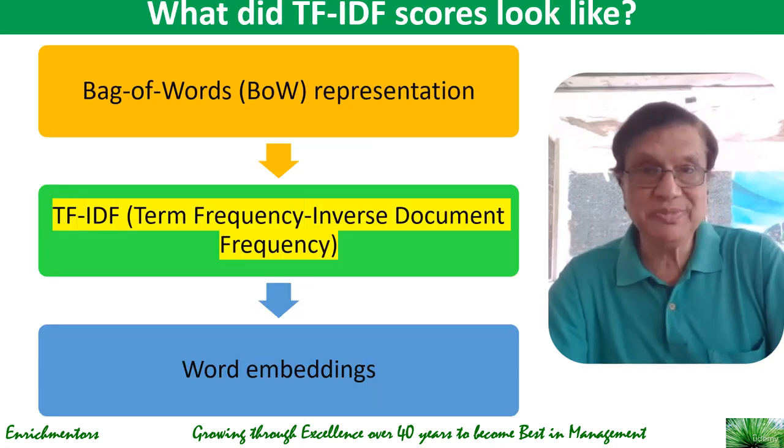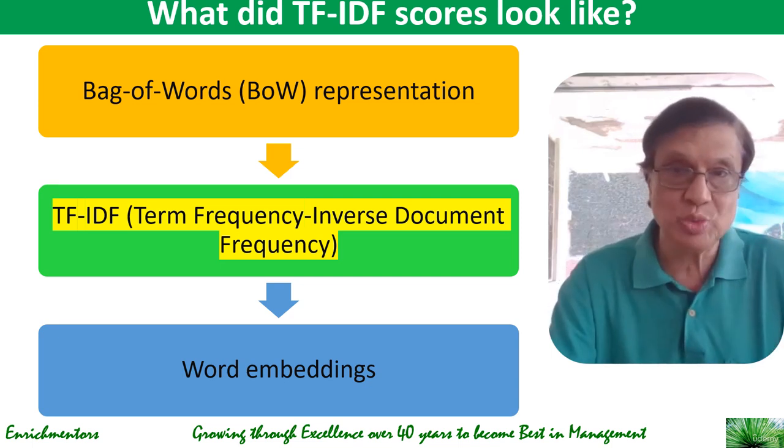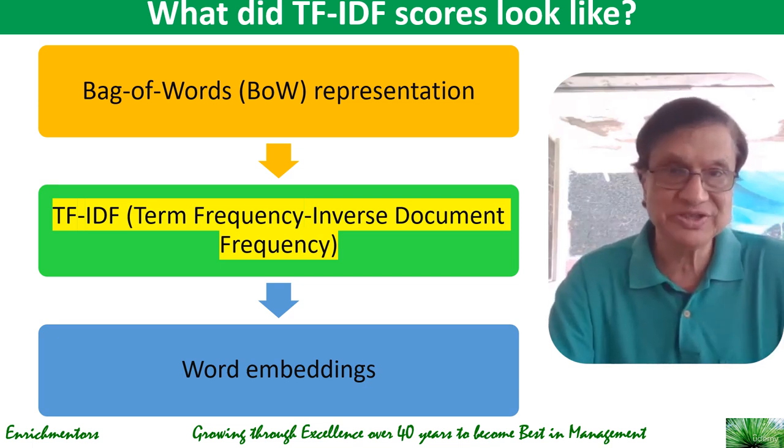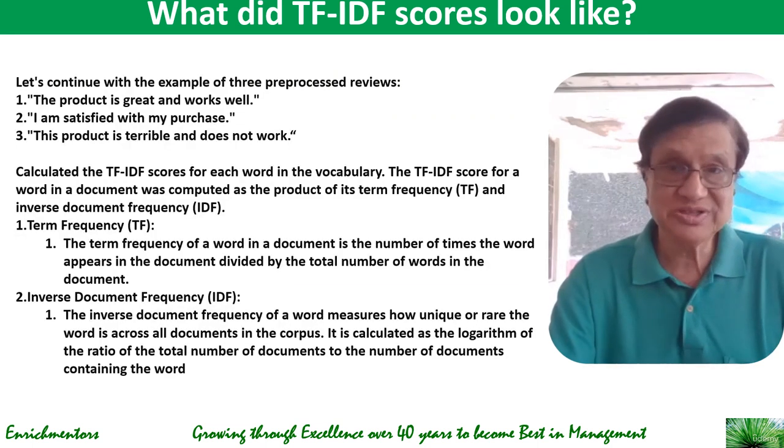So that was the BOW representation. Now, what did the TF-IDF score look like? In the context of a sentiment analysis project, the TF-IDF score was computed for each word in the vocabulary to measure the importance of each word in each review relative to the entire corpus of reviews. TF-IDF scores were used to weigh the significance of words based on their frequency in individual documents and across the entire data set. So how did this look?